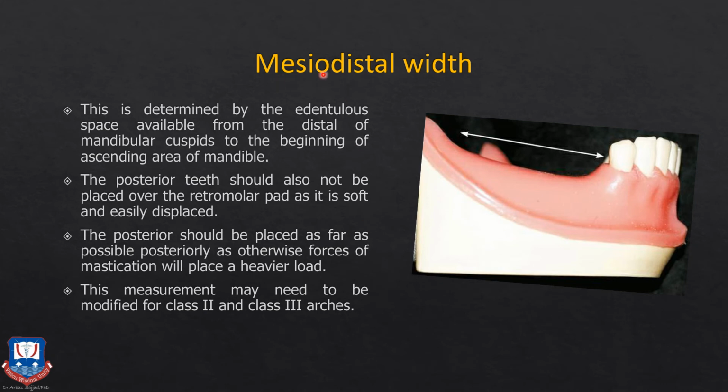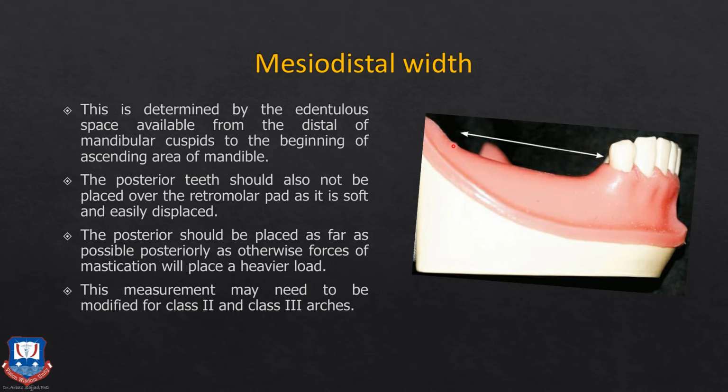The next factor is the mesiodistal width, that is the width from the cuspid eminence to the slope just anterior to the retromolar pad. This mesiodistal width will determine the size of the tooth mold selected for the posterior teeth, that is the first and second premolar, then the first molar and the second molar. The posterior teeth, that is the second molar, cannot come on the ascending path or cover the retromolar pad, because this will result in instability and dislodgement of the denture.